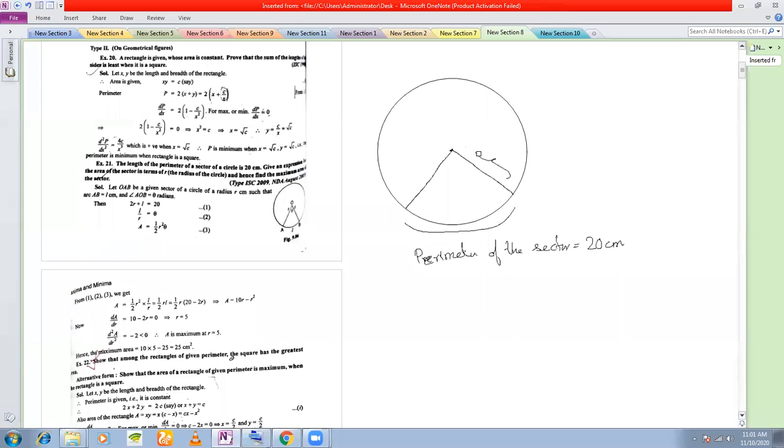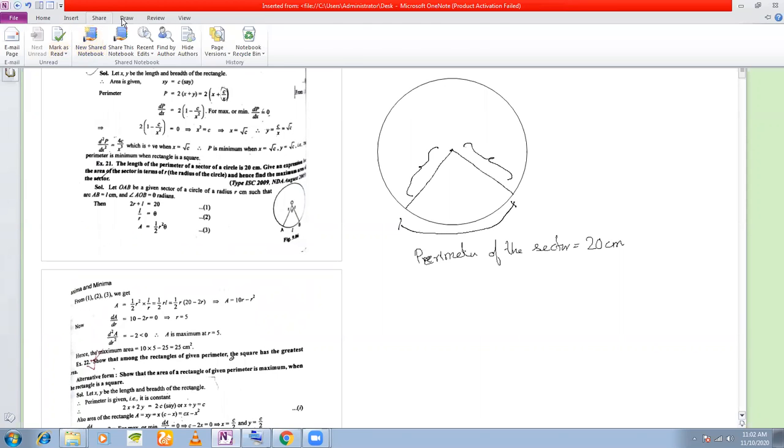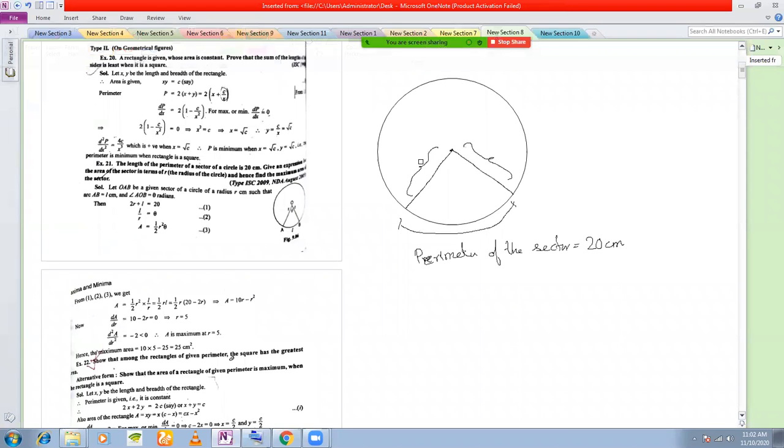Sir, can you explain once more? I haven't understood the perimeter of the sector. What does the perimeter of the sector mean? Perimeter of the sector means this length plus this length plus this length, right? This is what it means, perimeter of the sector. So that is what you need to understand. Perimeter of the sector means these three.